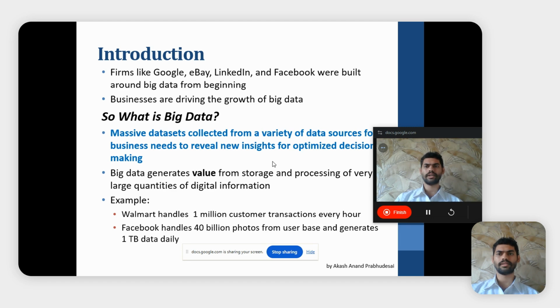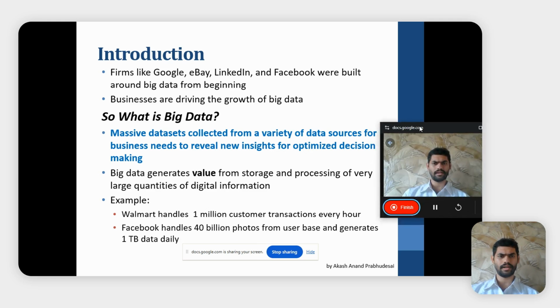Okay, so it is giving examples about different firms like Google, eBay, LinkedIn, Facebook, and how they are evolving around the big data and how they are driving growth using this. So there are massive data sets which are collected from a variety of data sources, and for these kind of needs, we are using the big data approach.